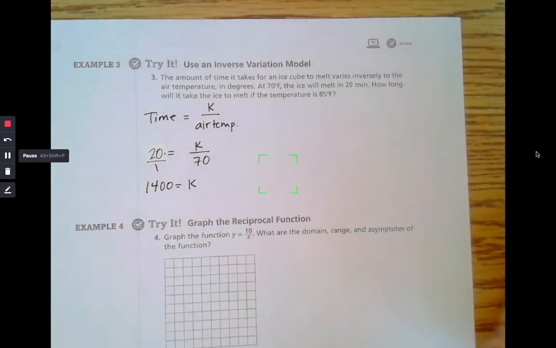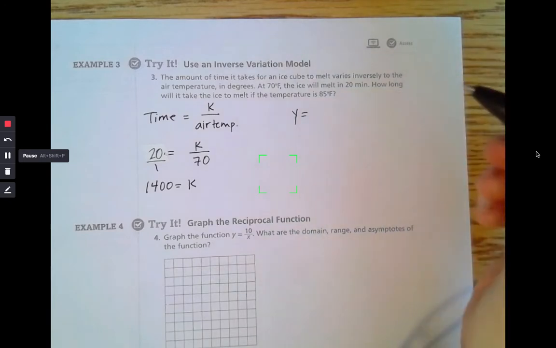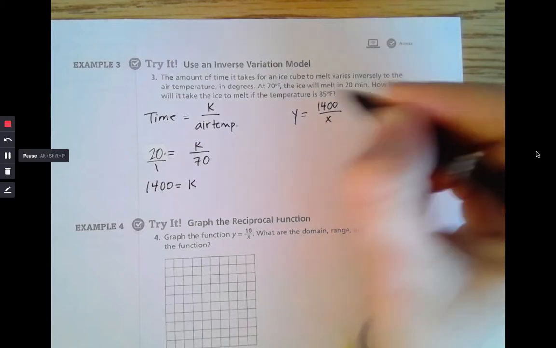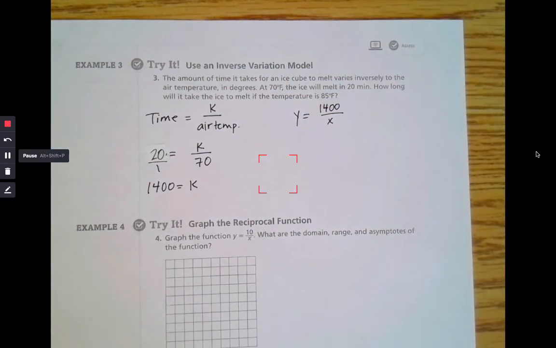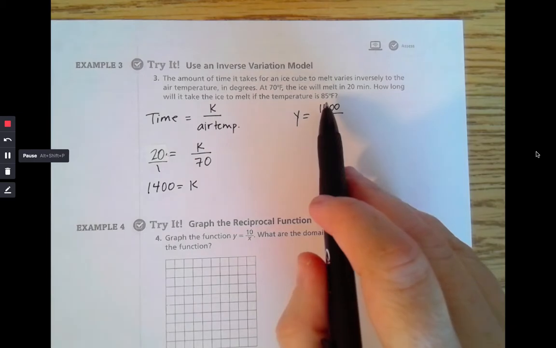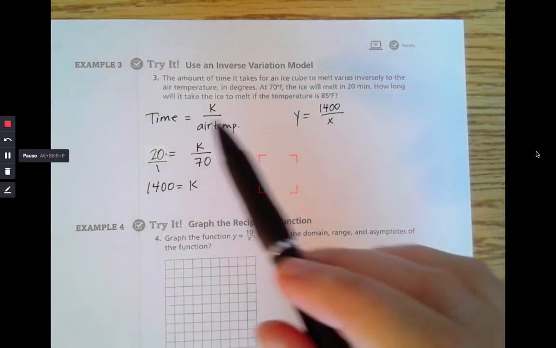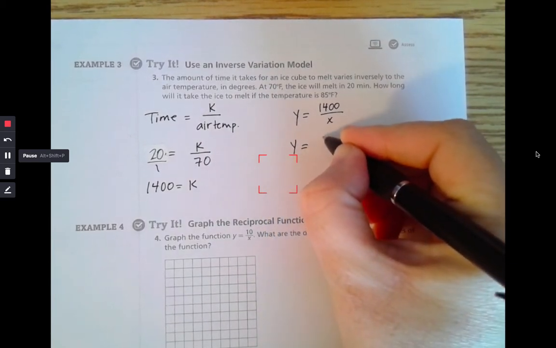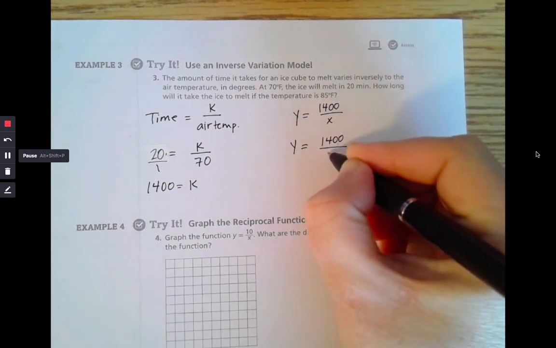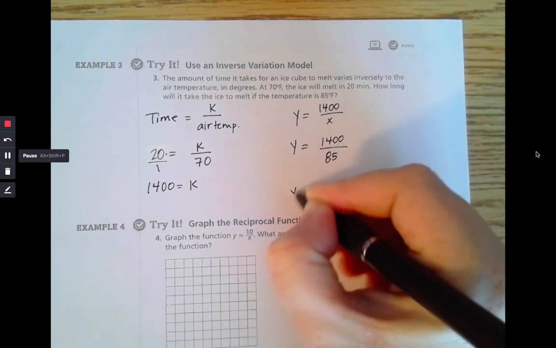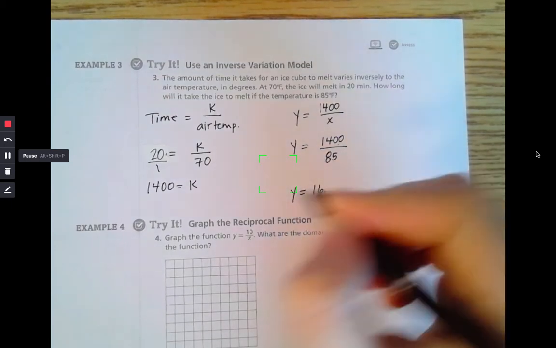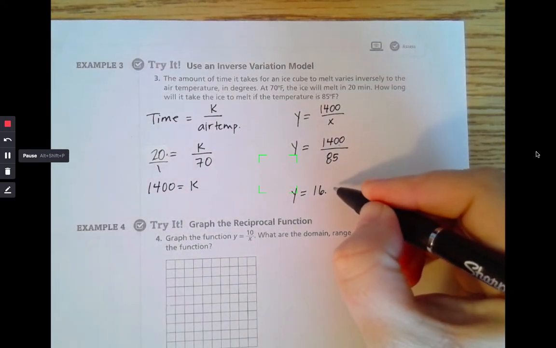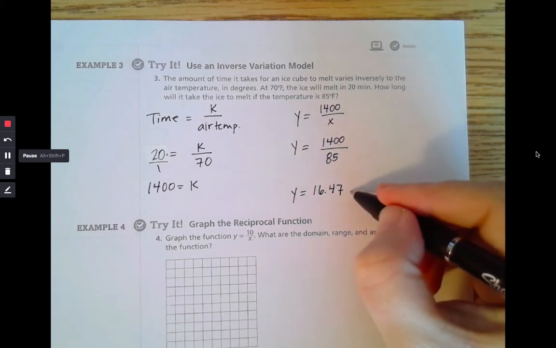So how long will it take for the ice to melt in 85 degrees? So now we know our equation is y is equal to 1400 over x, right? Well, how long is it going to take to melt in 85 degrees? So what did we say? Y was our time and our air temp was x. So y is equal to 1400 over 85. So y is equal to 16 point, can somebody help me out? 0.47 minutes, right?